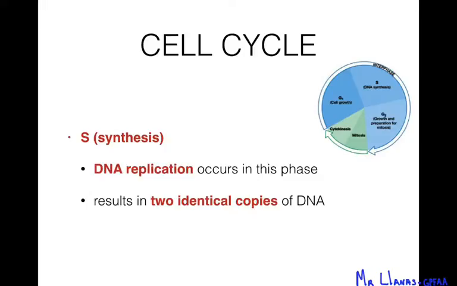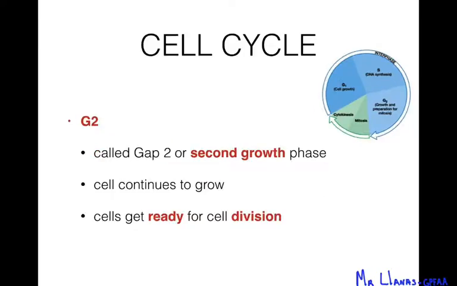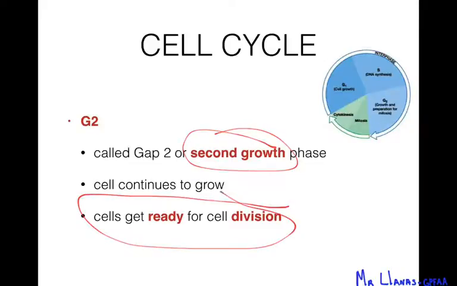Now, second thing, G2. This is another area where growth is going to happen. It's not going to be as much as in G1, but the cell is still going to grow, and the cell is getting ready to divide, which is mitosis. So again, let's just summarize interphase. Interphase is just an area where the cell grows and DNA replicates. 90% of the time is going to be spent doing that, growing and replicating.